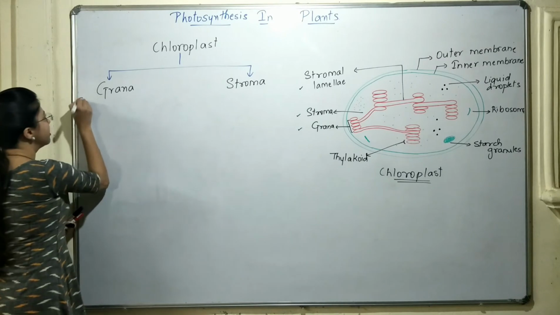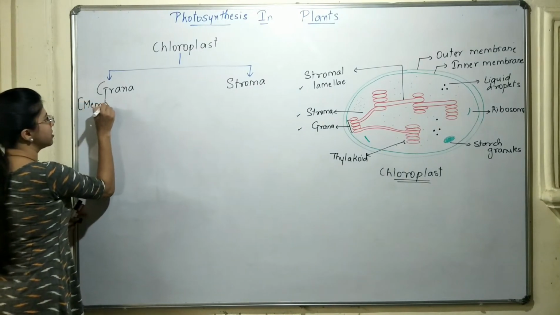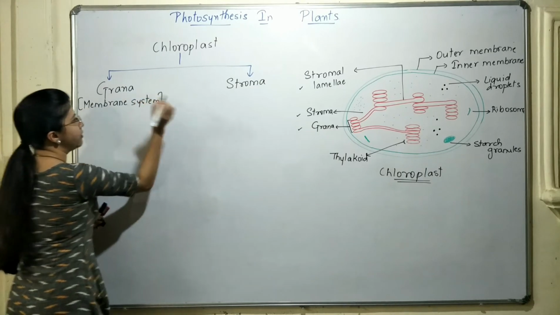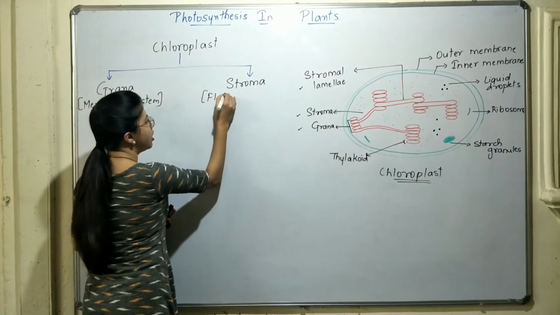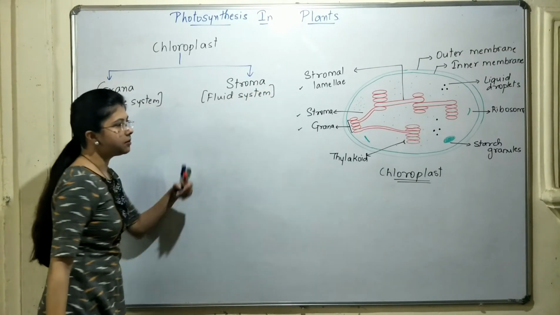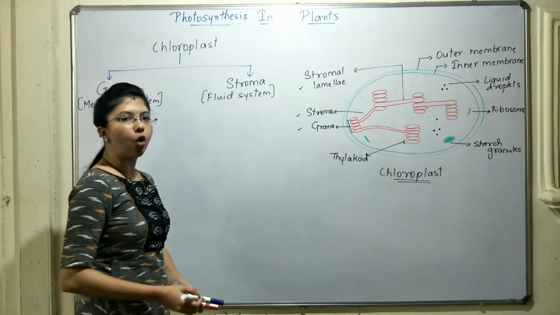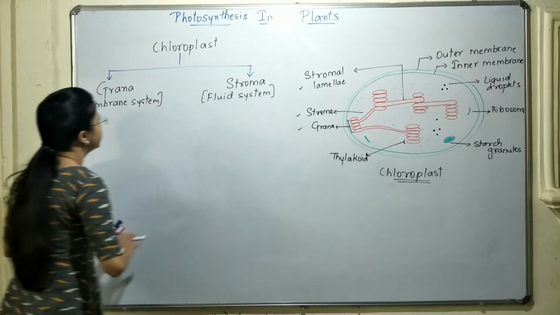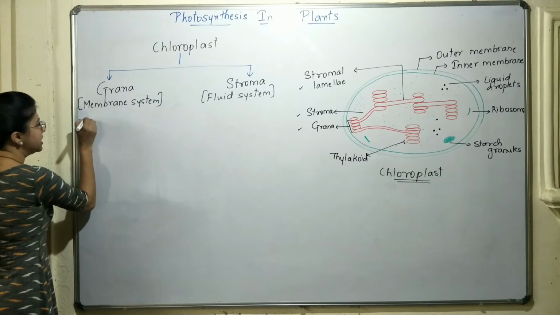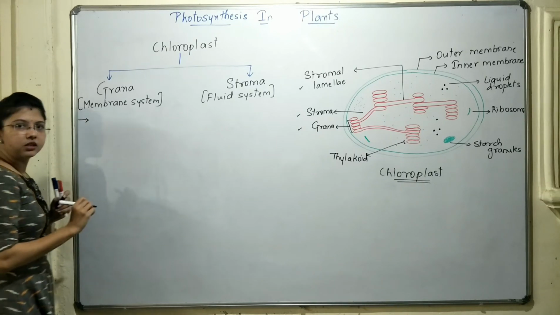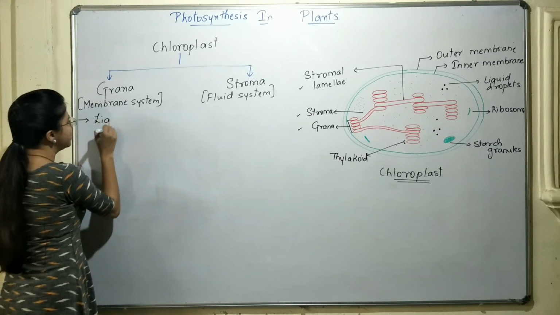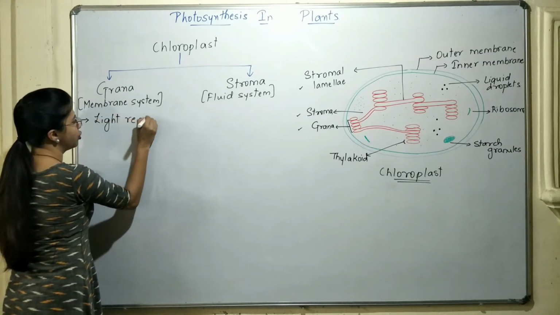As I said, grana is the membrane system. It forms the membrane system of the chloroplast, whereas the stroma forms the fluid system. In this fluid system, there can be different starch granules, ribosomes, or liquid droplets present. Now, grana, or the membrane system, is involved in the light reaction of photosynthesis.